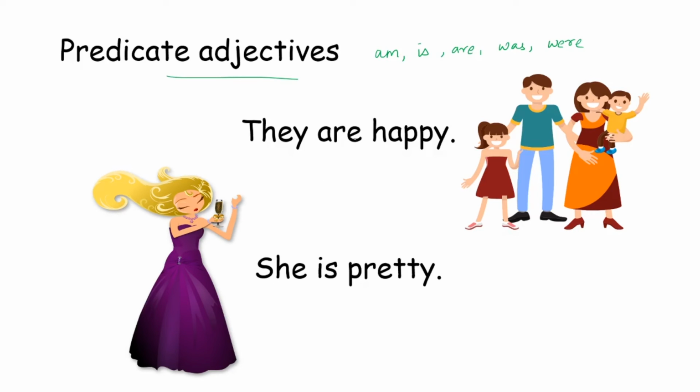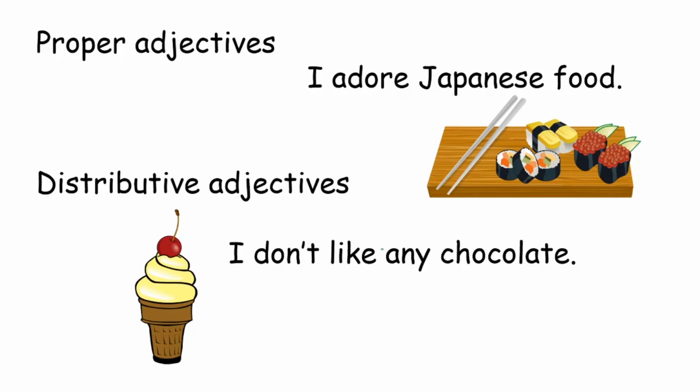So they are happy. So here are is the linking verb and the word that is followed by the linking verb is happy. So happy here is the predicate adjective. She is pretty. So here is is the linking verb and the word which is followed by the linking verb is pretty. So pretty here is the predicate adjective. So adjectives that are followed by the linking verbs are known as predicate adjectives. Simple, right?